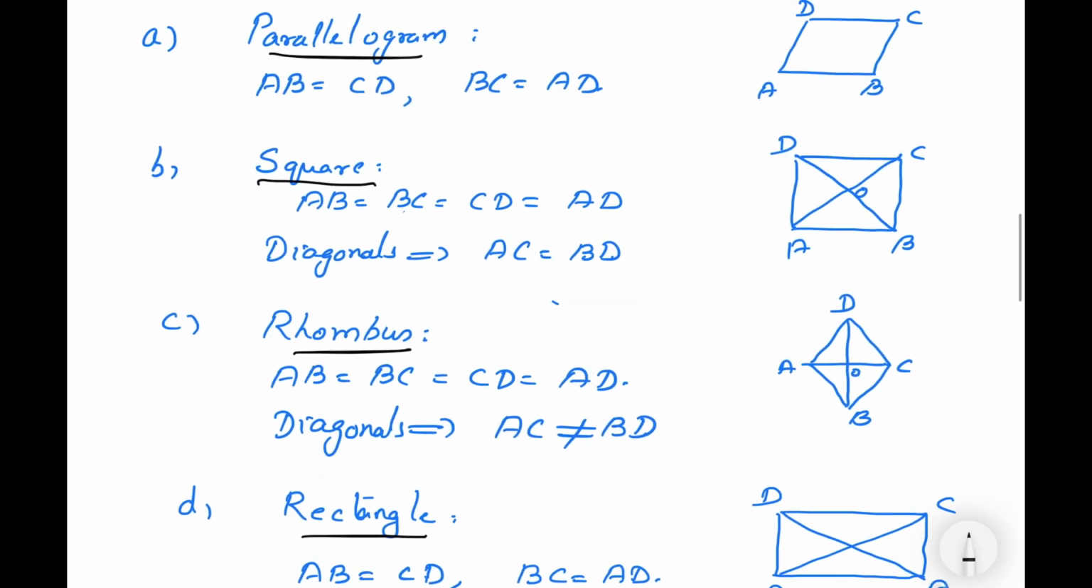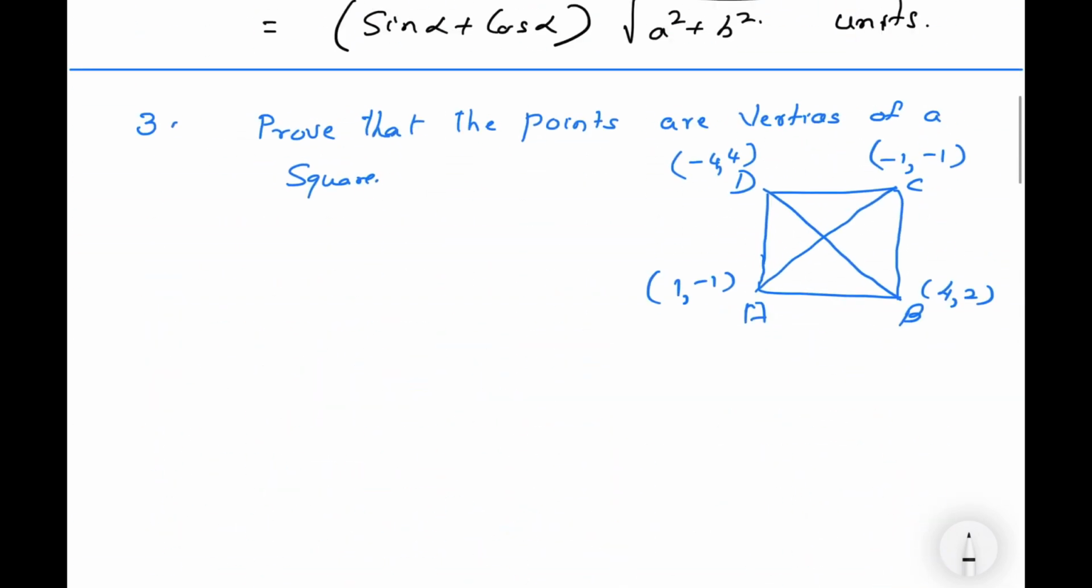So we will come back to our problem here. The points of a quadrilateral are given. You have to prove it is a square. Now we will find the length of AB. We will do it fast. So (4 minus 1) the whole square plus (2 minus minus 1) the whole square.